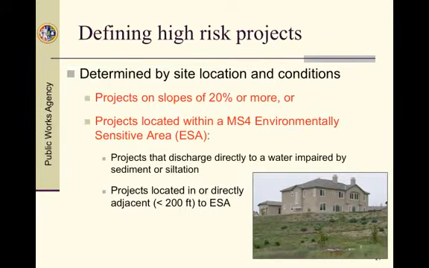A high-risk project is defined as a site location that has conditions such as projects with grading on slopes of 20% or more, or the project is located within an MS4 environmentally sensitive area, which either discharges directly to a water body impaired by sediment or siltation, or is directly adjacent to, which is equivalent to less than 200 feet to, an environmentally sensitive area.